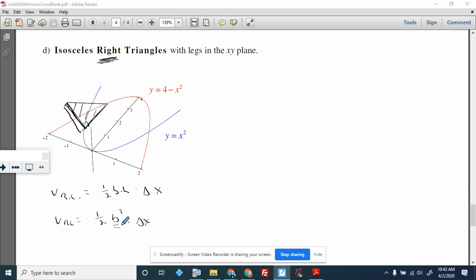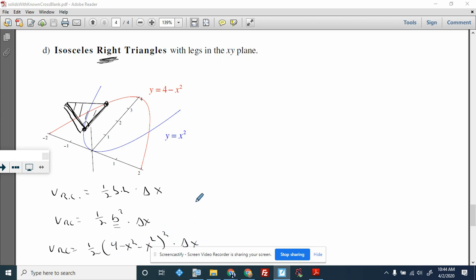Now, what is your base? Your base is the distance running from this curve to this curve. As you know, to get vertical distances in the XY plane, it's just top minus bottom. If you needed a horizontal distance, if you're doing things with respect to y, it'd be right minus left, more positive minus less positive. So the volume of my representative cross section here would be 1/2. What's the base? It's the top, 4 minus x squared, minus the bottom, which is x squared. So that's 1/2 base squared delta x.